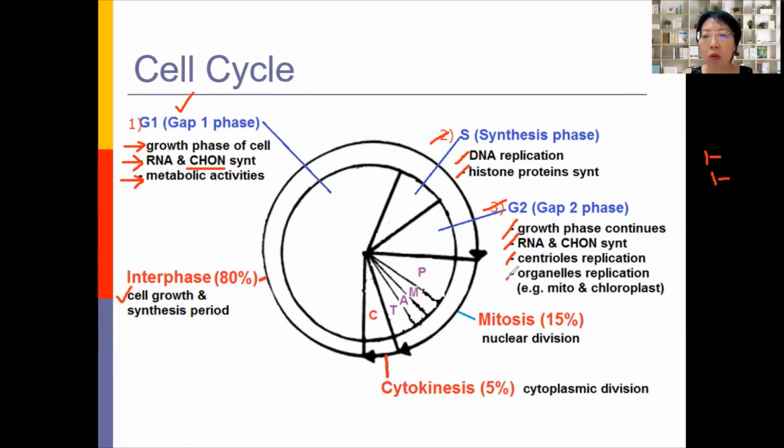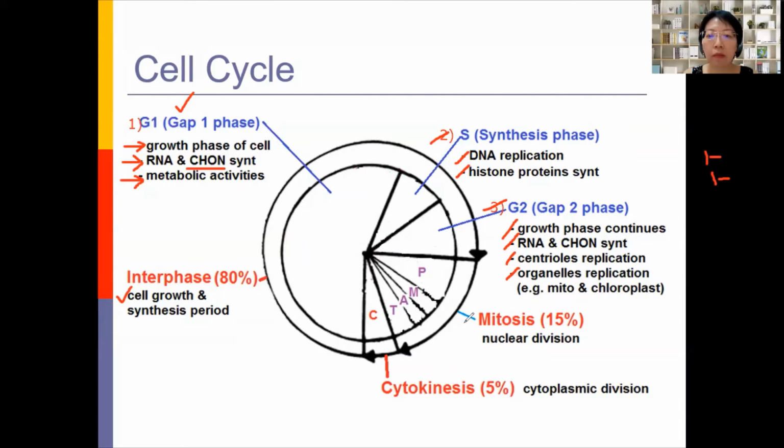Then organelles will also replicate, also getting ready for mitosis. For example, mitochondria and chloroplasts will also replicate so that they can divide evenly to the daughter cells after mitosis and cytokinesis. So this is the part where organelles and centrioles replicate. Okay, so that is gap 2 phase.